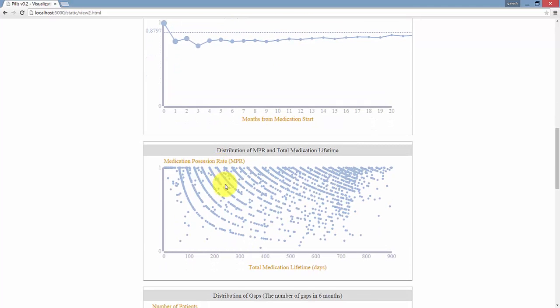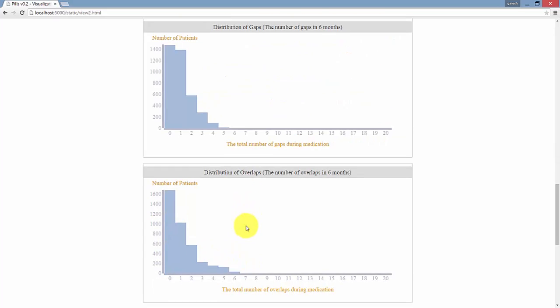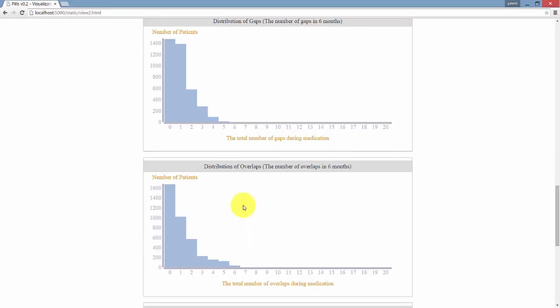And then, this graph shows MPR versus medication lifetime in a scatter plot. Each dot corresponds to a patient. It's a ratio of MPR value to the number of days they were under medication. This graph shows the distribution of gaps versus number of patients. The same way, this graph shows the distribution of overlap between number of patients and the total number of overlaps during that medication period.